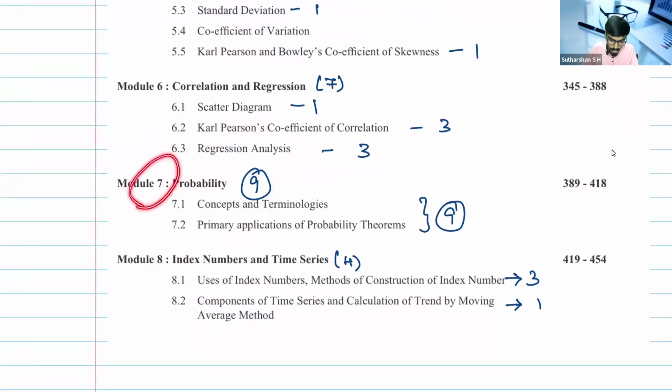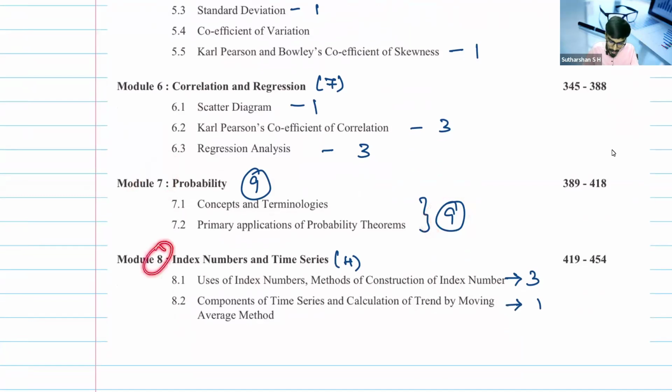Probability, that is your module number 7. Based on the concepts and primary application put together, I don't want to bifurcate it, they have asked you 9 questions, so your full focus, 100% focus, should be on probability.